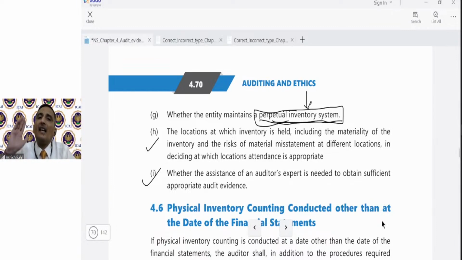We say that he is a management expert, but the condition is that he should not be an expert in the field of accounting or auditing, because here the auditor is the expert. Such a person is known as a management expert. And auditor's expert means when an expert is needed by the auditor to understand the work done by the management expert. So I have given you practical examples.